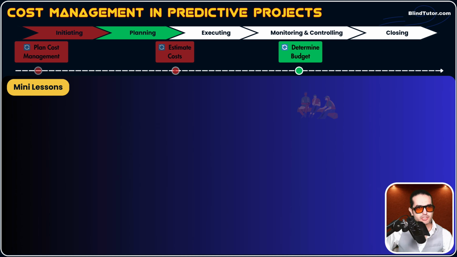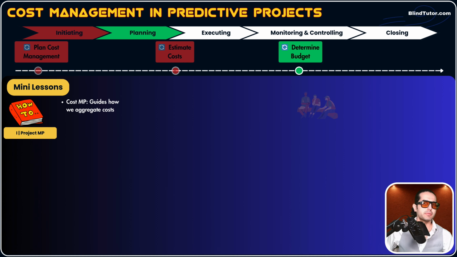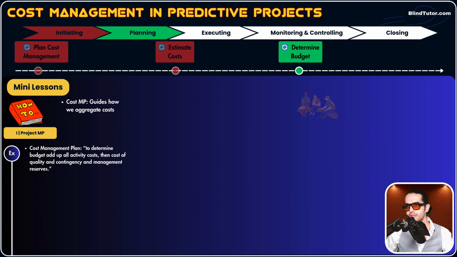Now, guys, the first batch of inputs are the project management plan, like some of these subsidiary plans, and of course, the most important one is the cost management plan, our how-to guide when dealing with cost. Guys, the cost management plan guides how we aggregate costs into the baseline and how we structure funding requests. At the end of the day, here is determine budget. We're gonna aggregate, add up those costs of activities. We're gonna know how to aggregate and how to add up these activities by reviewing the cost management plan. Please feel free to read the example.